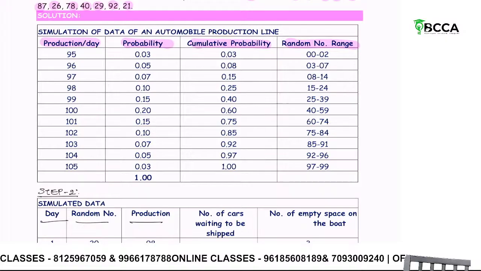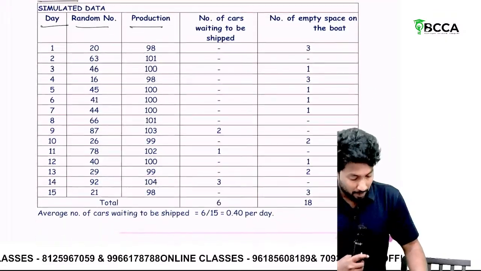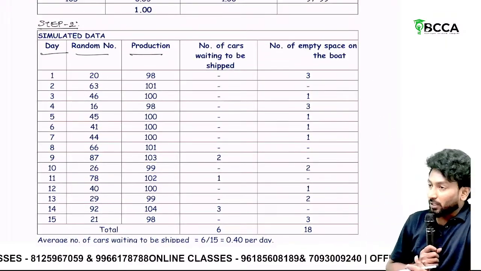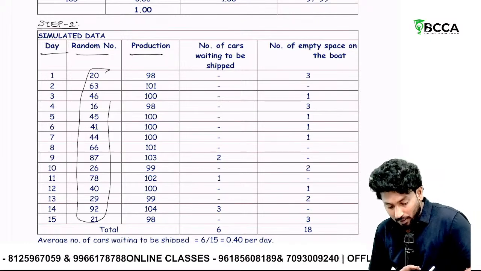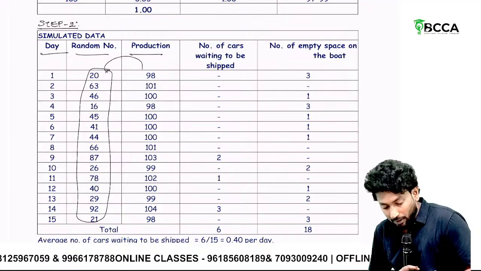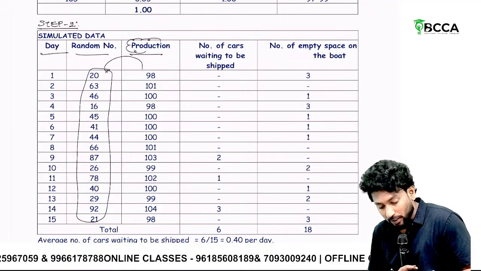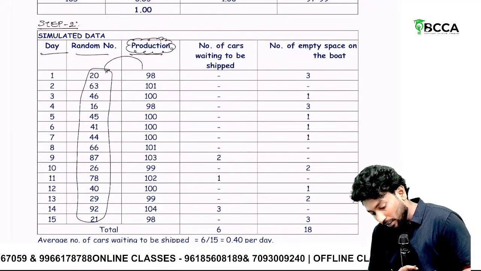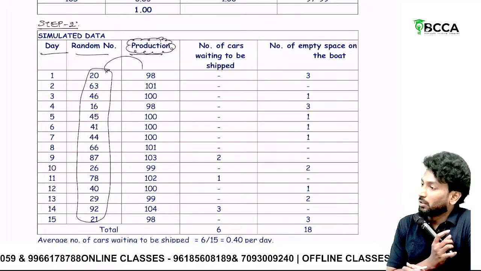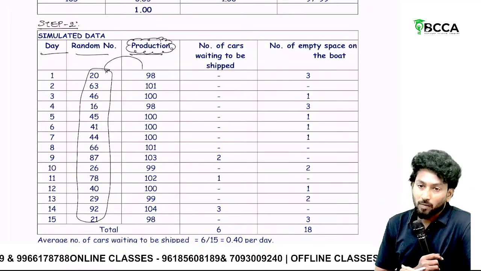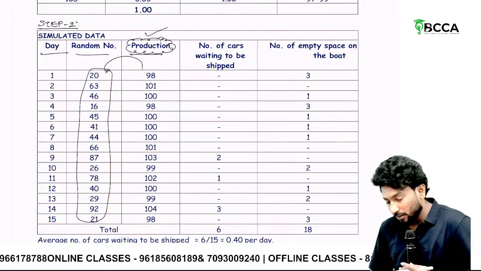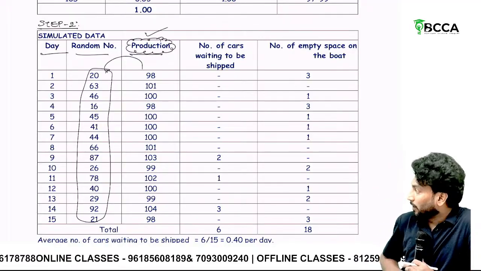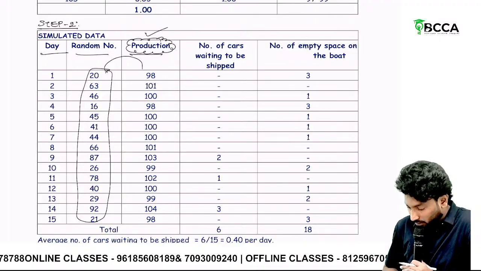If you are done with writing the range, then take step 2, sir. 15 random numbers are given. Write the 15 random numbers. Estimate the production, sir. Production for each given random number. Okay, stop there after writing the expected production, just wait, sir. I will explain the remaining points.